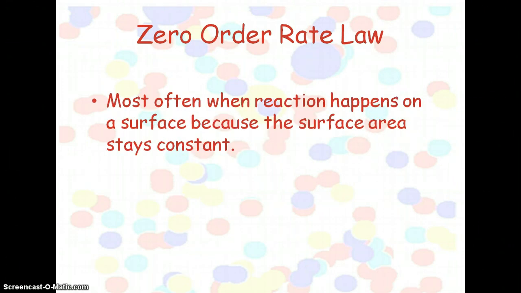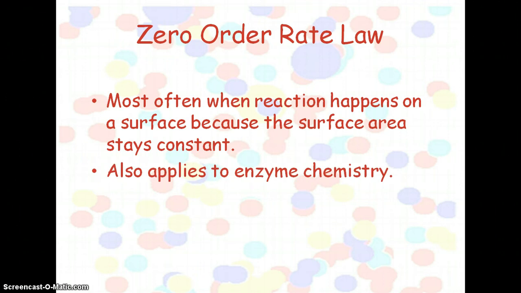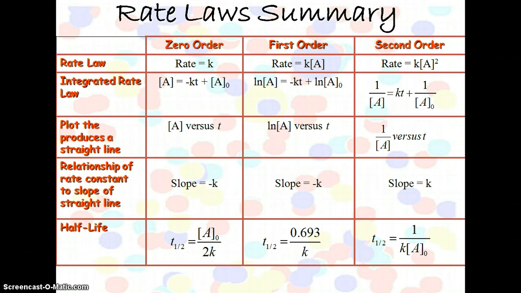Zero order rate laws usually occur when you have a reaction that occurs on a surface. That's because the surface area stays constant. So after the surface is all taken, it doesn't matter how much more reactant you put in, only the amount that the surface can hold will actually react at one given time. Enzyme chemistry is another great example of zero order reactions because there are only so many active sites. So once they're all filled up, there's really nothing else you can do.